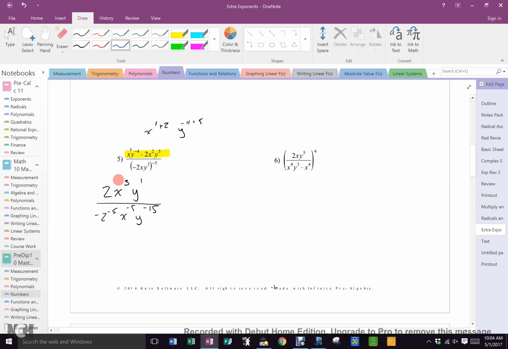Okay. Now we do numbers separate from letters, yes? So we are going to leave those numbers because they get tricky. What do I do with the x's? 3 minus 5. What's that? 3 plus 5, which is x to the 8. I'm happy he's positive. 1 minus 15. Y to the 16. Positive, I'm happy, yes?